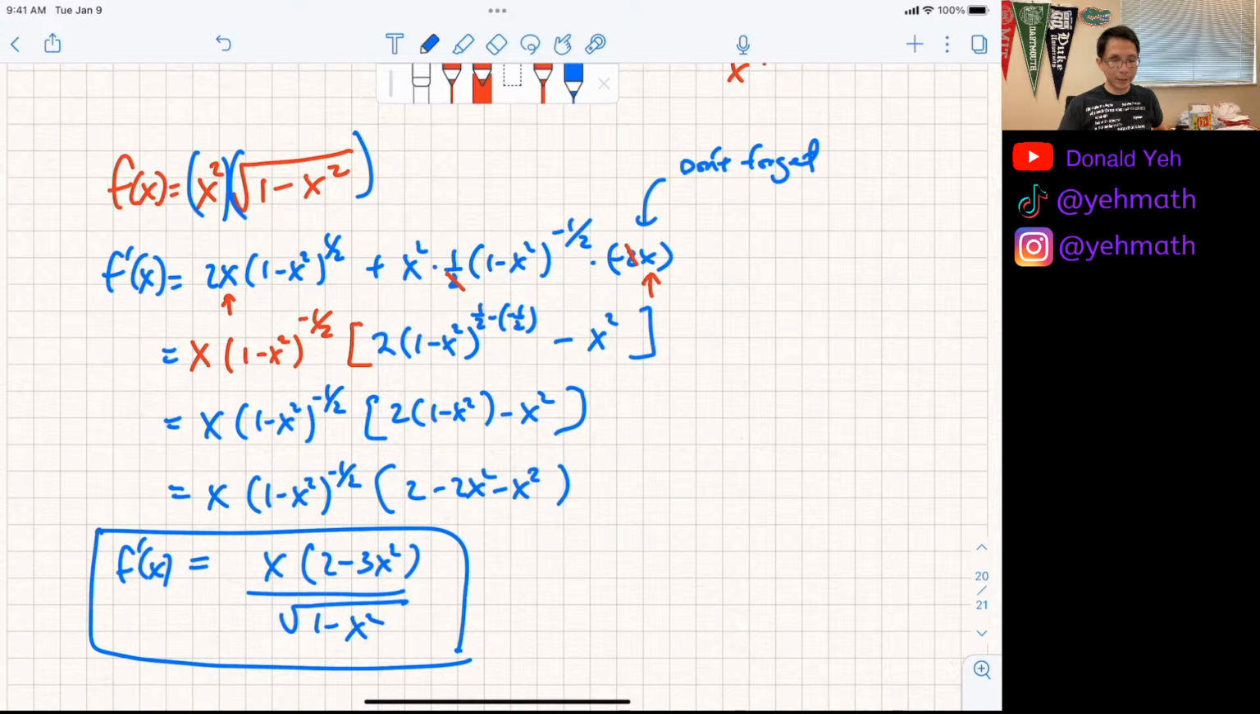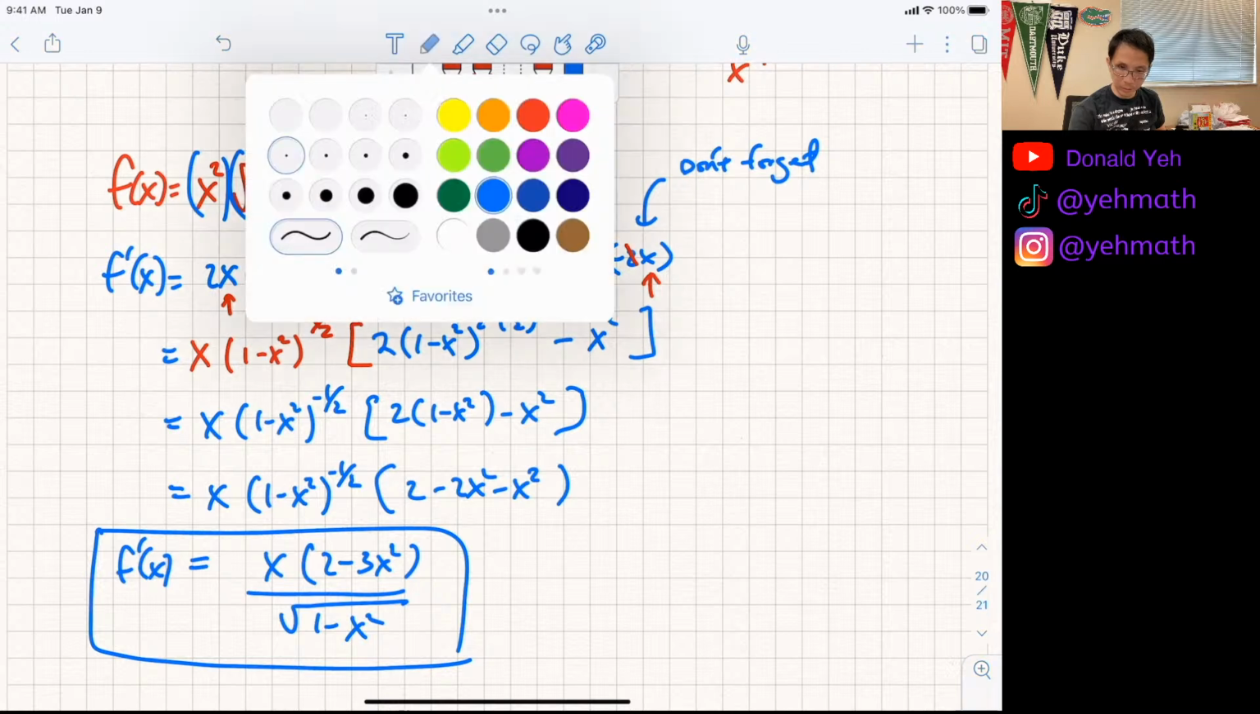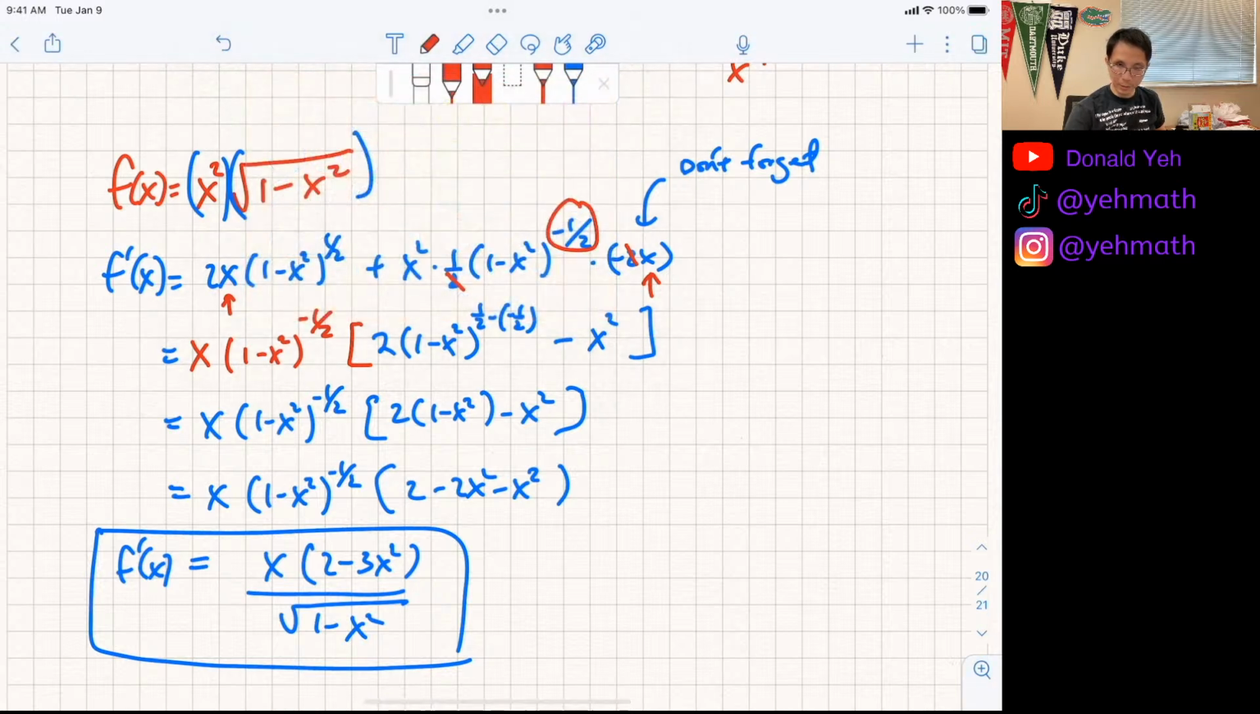Remember, factor out the most negative power, right? See, this one's the most negative. This is the most negative. I factor out x. Also, I factor out 1 minus x squared to the negative half.